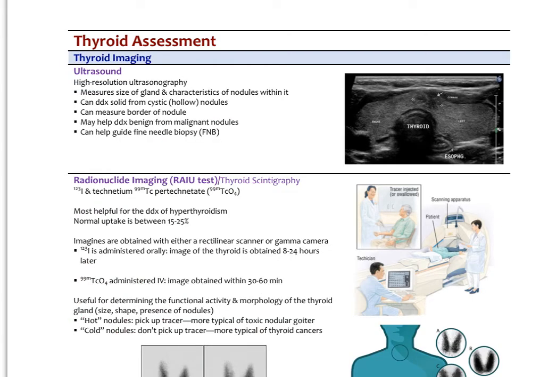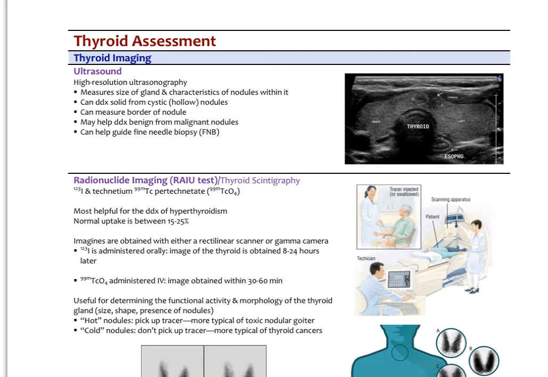Lastly, I want to talk about thyroid imaging. Some of the basic tests we have are ultrasound. We can do high resolution ultrasound on the thyroid. It measures the size of the gland and any nodules that might be present, and then it can look at the nodules and see if they're solid or hollow. Hollow nodules are cysts, and the cysts are almost 100% benign, so we don't have to worry about those.